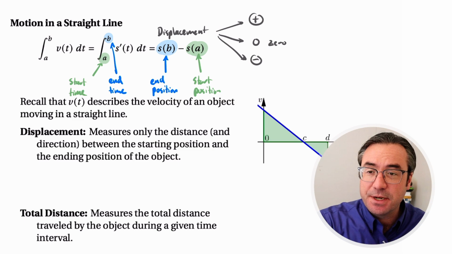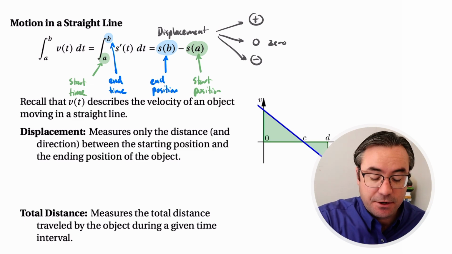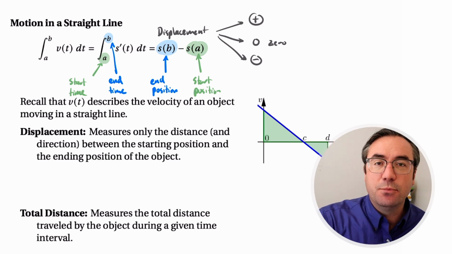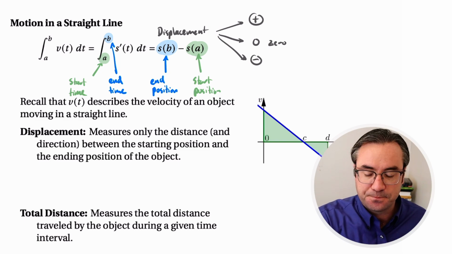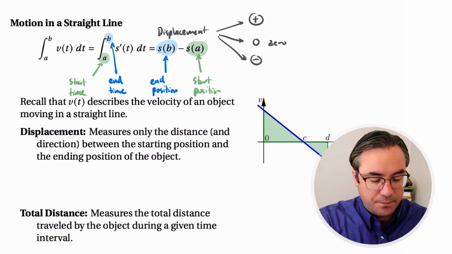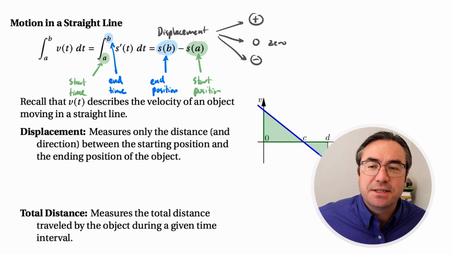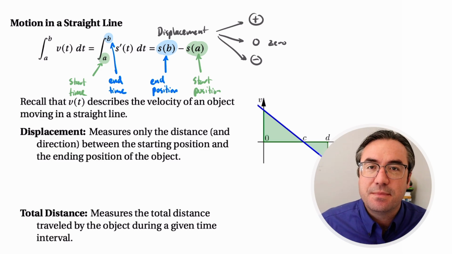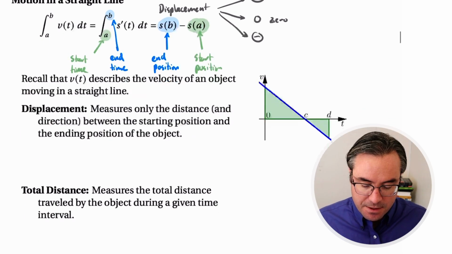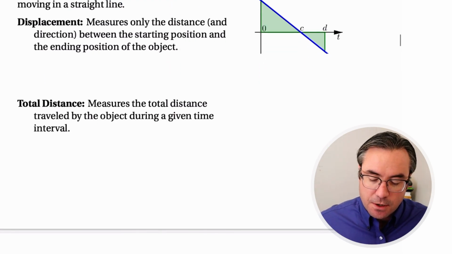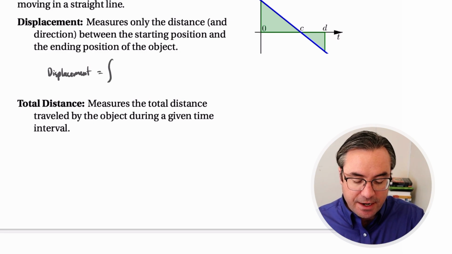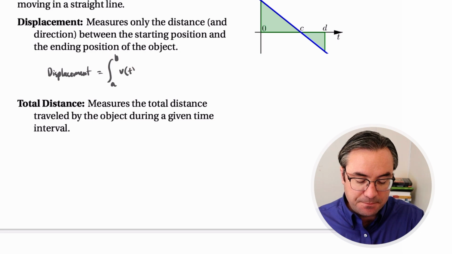If the displacement is positive, then the net effect is that our object's moving around, and during this time interval, it's ultimately moved further in the positive direction. So if displacement's positive, it's moved in the positive direction, and if displacement's negative, then it's moved in the negative direction. All right, so what we've seen is displacement. We can calculate this by just integrating our velocity function.